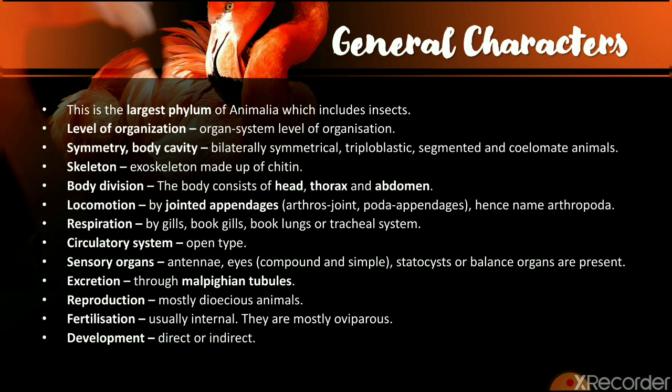They can locomote by jointed appendages, hence the name arthropods. They can respire through gills, book lungs or tracheal system. They contain a body cavity which is called the hemocoel, hence they have an open type of blood circulatory system. The body cavity is called the hemocoel because it is filled with blood.